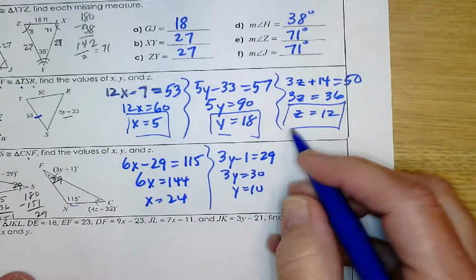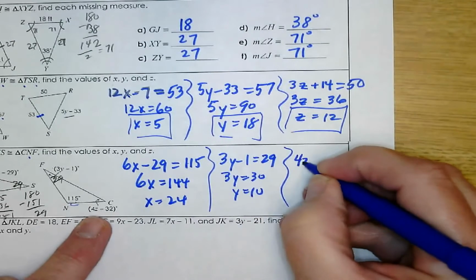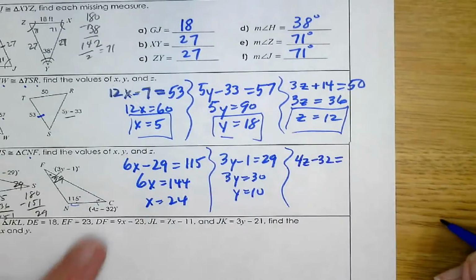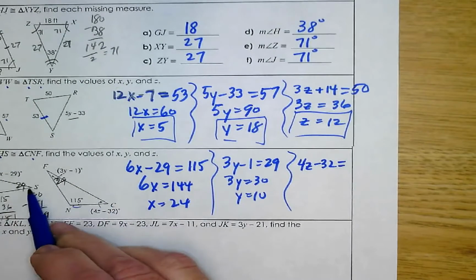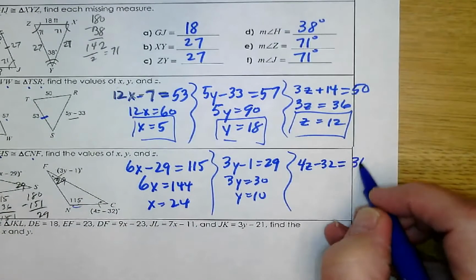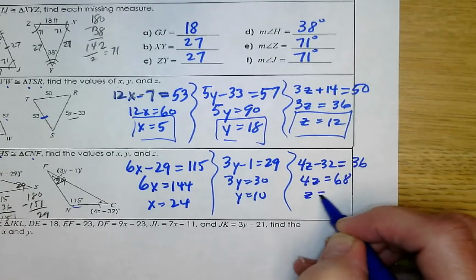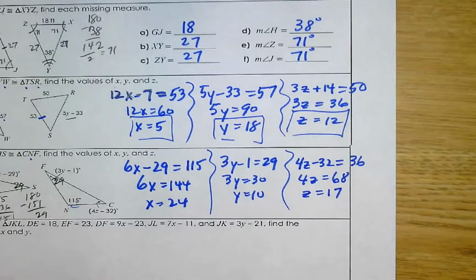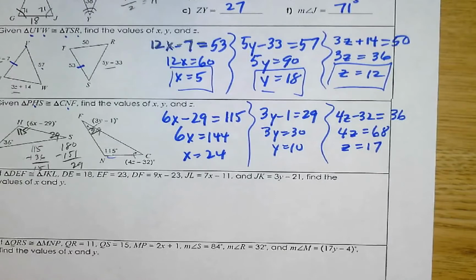And my last one with the z, the 4z minus 32. Angle C matches up with angle P. Angle P is 36. And I get z equals 17. Okay. Last two are going to be basically figured out the same way.